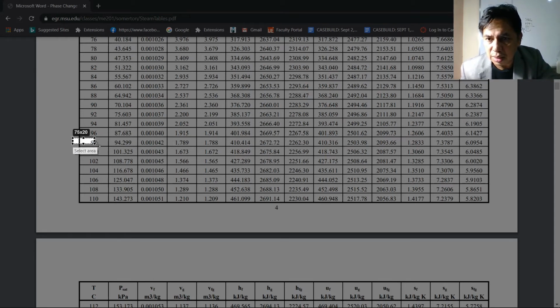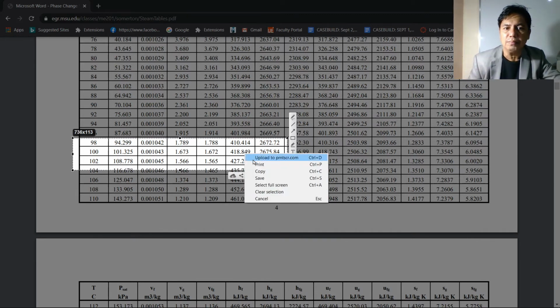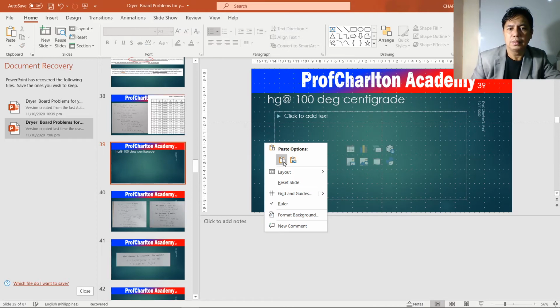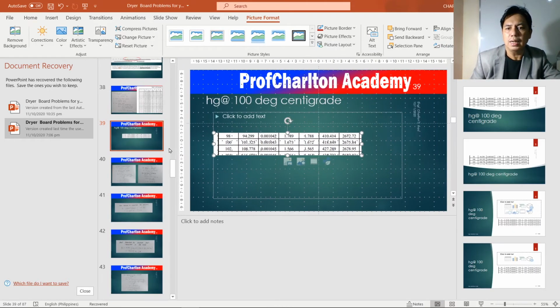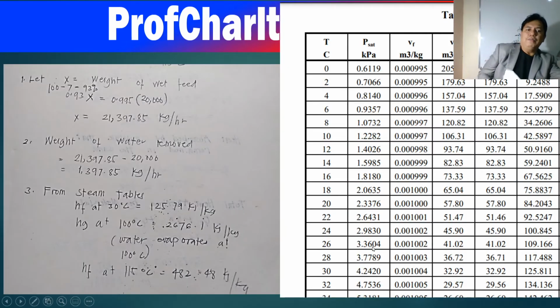Let me capture this. At 100, if it's 99 or 101, it can be interpolated. So it is 2676.1 here, and here is 2675.84, right? So let me go here. Now that is the first data that I will be needing. So let me go to the presentation so that I can explain this very well.